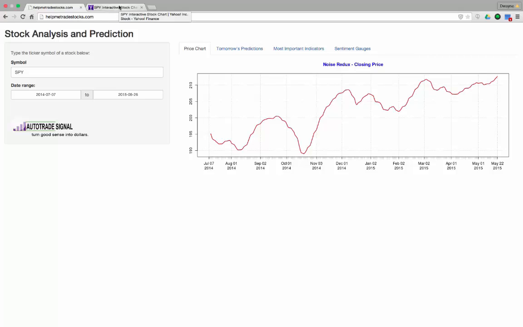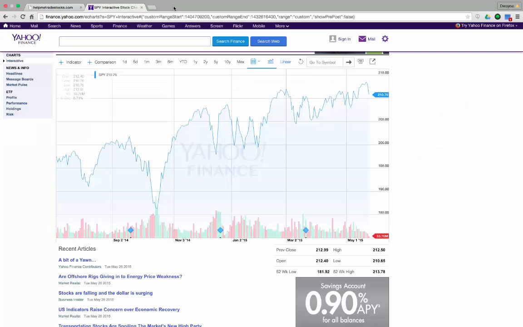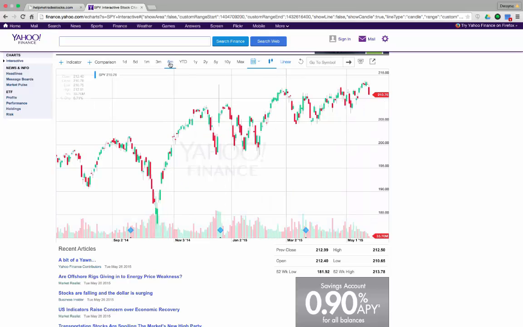If we jump over and take a look at the candlestick or at the chart for the same period without that area or without the filtering, what we see is that there's a lot of information.